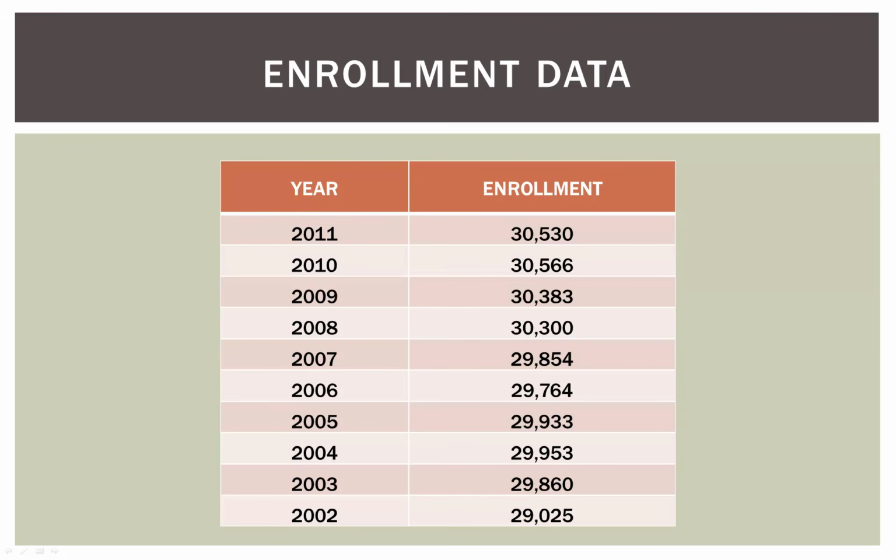So here is the enrollment data we're going to work with. This is actual enrollment data for IUPUI, which is Indiana University, Purdue University in Indianapolis, from 2002 up through 2011. As you can see, it starts around 29,000 students and increases to about 30,500 by 2011. So that's a 1,500 student increase. Now we're going to work with moving averages to see how close, if we were to go back in time and figure out moving averages for successive years, how close would that be to what the actual enrollment was?